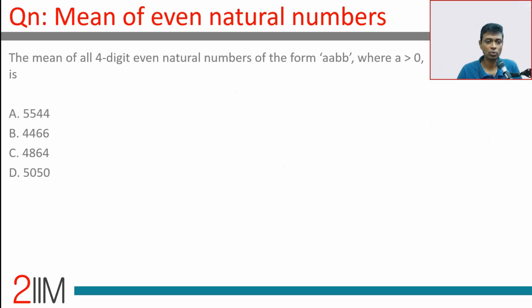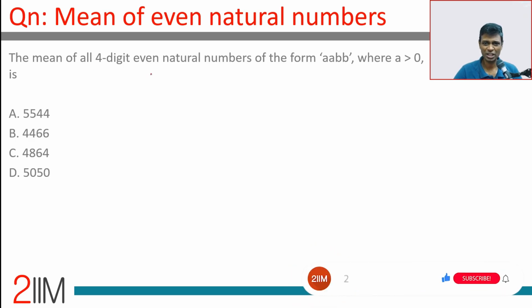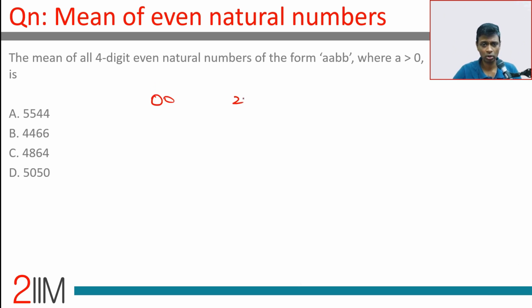The mean of all 4-digit even natural numbers of the form a a b b, where a is greater than 0. I spent a long time doing this. Luckily for me, I did not find any of these answers in the first 3 iterations. So therefore I had to find the right answer. So it's an even number of the form a a b b. So b has to be even. So b has to be 0, 0, 2, 2, 4, 4, 6, 6, 8, 8.